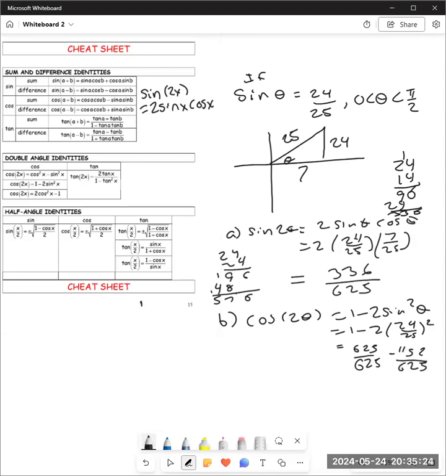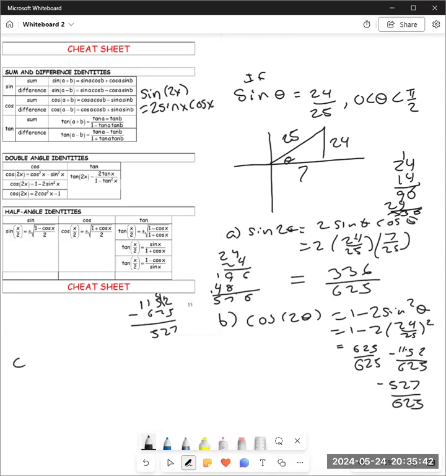So 1152 minus 625 is 527. So that's negative 527 over 625.